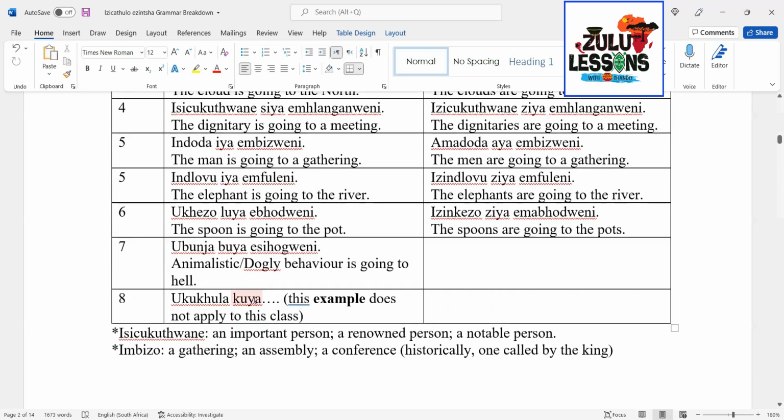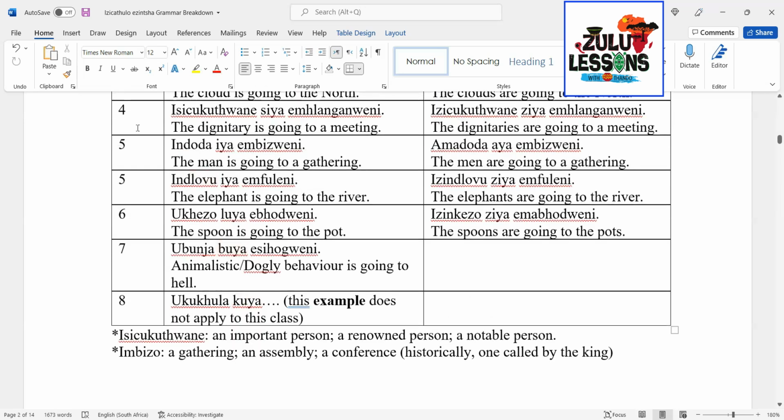Now, some of the words I used here, like in class 4, I said isiXukutwane. IsiXukutwane is an important person. So here I wrote the dignitary. So isiXukutwane is an important person, a dignitary, a renowned person, a notable person.